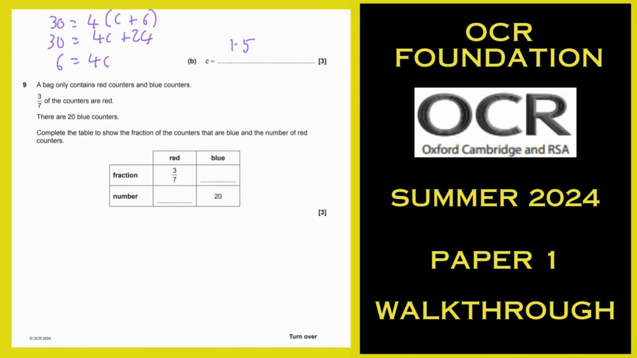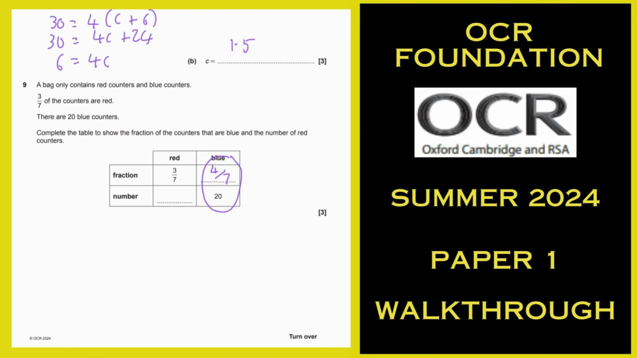Number 9. Wordy, feel free to read up all, but if there's only red and blue, that helps you on the top, because the numerators must add up to 7. That's the easy mark. The red number takes a bit more working out.